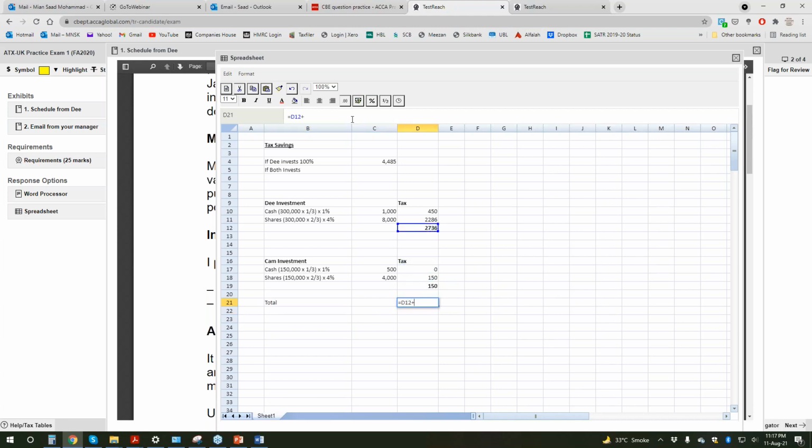It will be this plus this, 2886. So what I can do is I can take this figure, if both invest and the resultant tax savings. 1,599 is the amount of tax savings if both invest rather than D investing 100% herself.